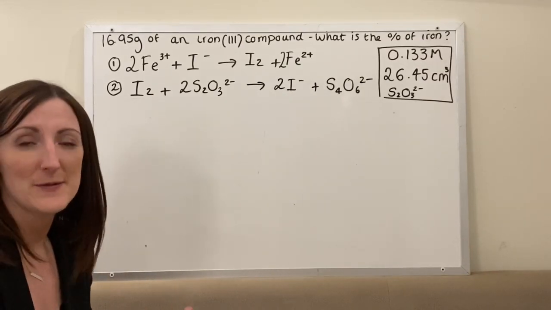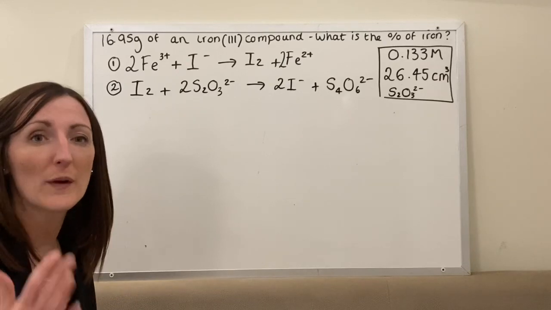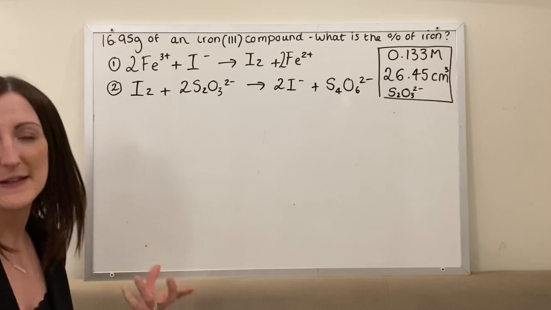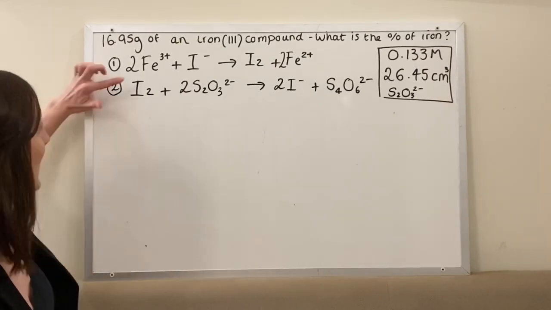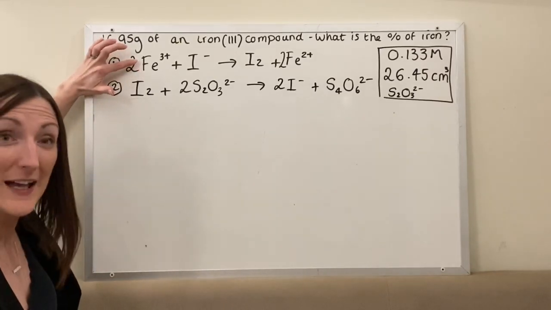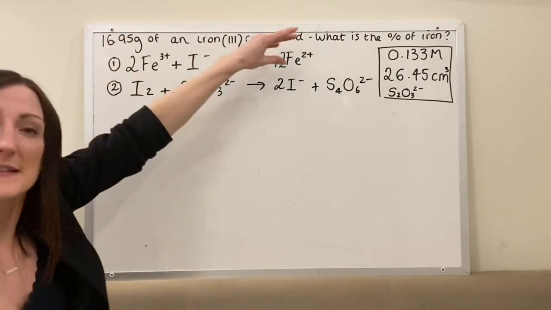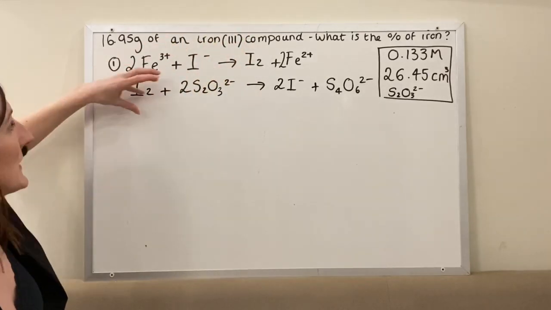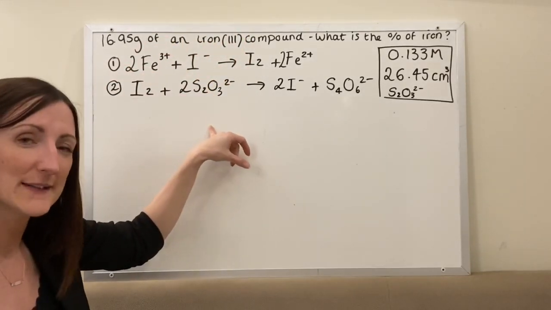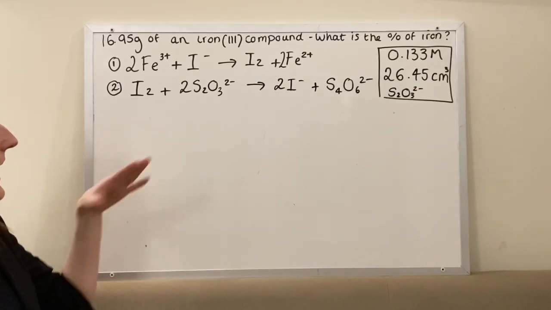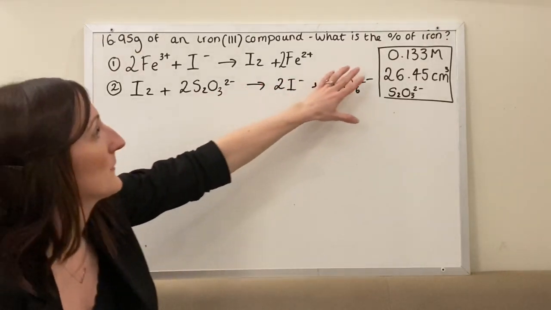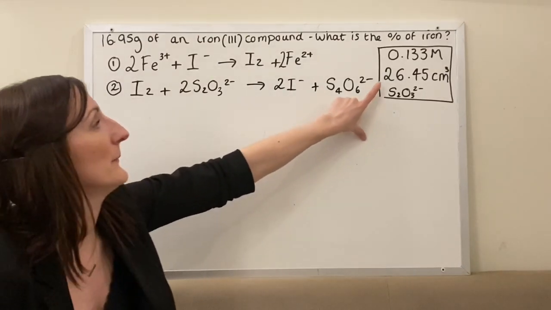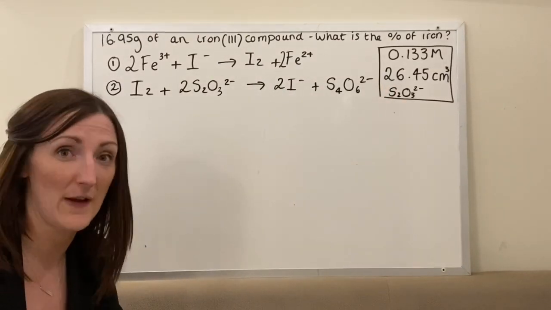My previous video spoke about what we actually do during our sodium thiosulfate titration itself. This is then just another example where we want to work out how much of this we have. We're going to perform the first reaction. We then take the iodine that's made and we titrate it against our sodium thiosulfate. Our sodium thiosulfate this time was 0.133 molar, and our mean titre was 26.45 centimetres cubed.